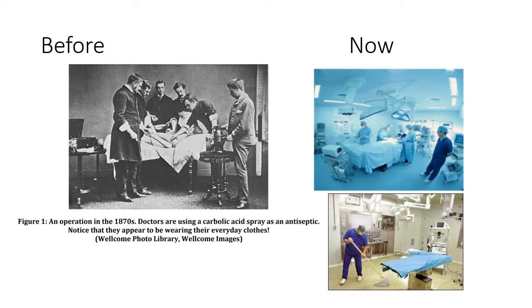So, as I said, there is this time in history where we need a lot of sterilization to happen. But imagine what happened before. Take a look at this picture on the left-hand side. This is an operation room from before, in the 70s and 80s. See how the doctors are surrounding the patients. They are wearing their everyday clothes. There is no antiseptic whatsoever, and they are only using carbolic acid spray as antiseptic at that time.